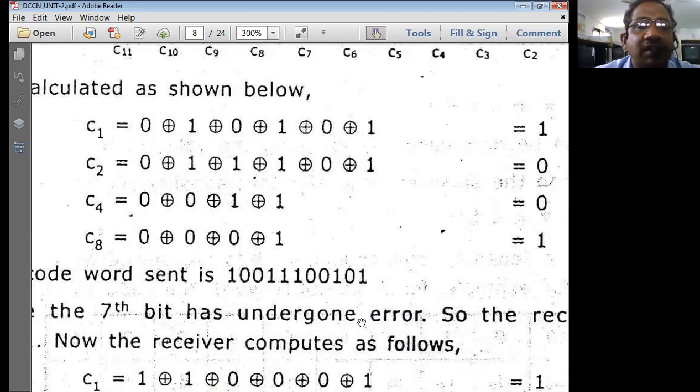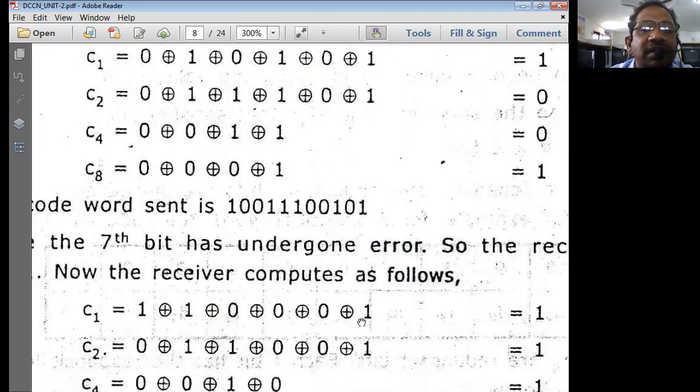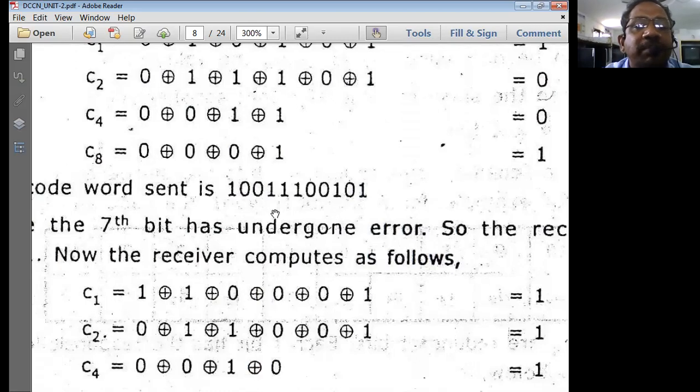So after we get C1, C2, C4 and C8, just replace these C1, C2, C4, C8 in the appropriate places in the data stream that has been identified by the receiver. So C1 is 1, C2 is 0, C4 is 0, and C8 is 1. So like this we put 1 here. So we got all these data bits now.